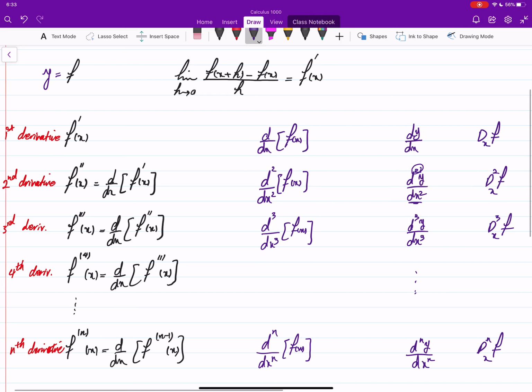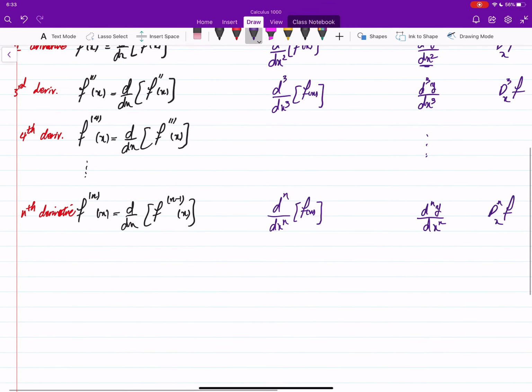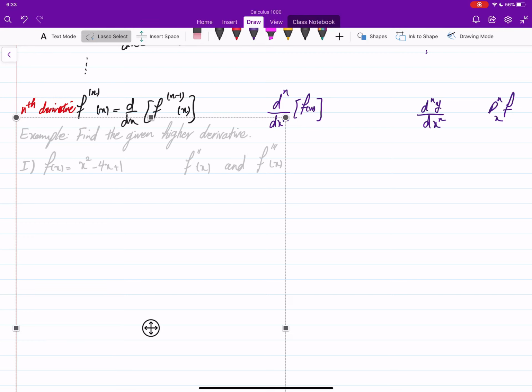So these are the notations, but what is there? There is only one process, differentiating the function. And if you repeat this, you get the higher derivatives, and so on. Let's do some examples for this. For example, I have, I guess, 2 functions here for you. Okay, so this is the function. F of x is x squared minus 4x plus 1. We are trying to find f double prime and f triple prime, the second and third derivative.